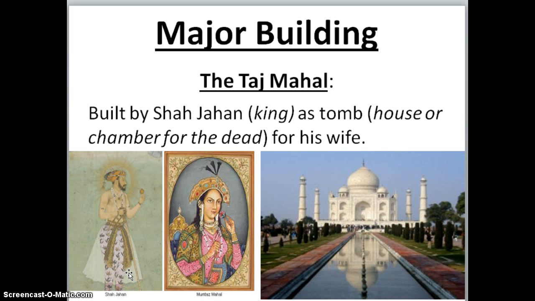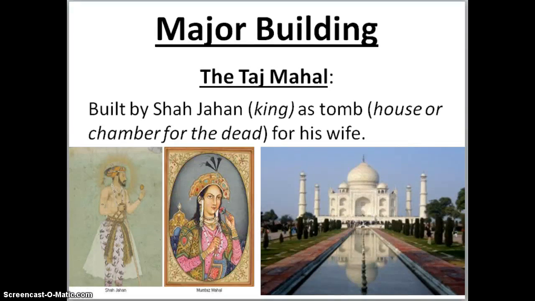And he's going to build the Taj Mahal for his late wife. She is going to die, and he is going to really mourn the loss of his beloved wife. So he's going to want to build this grand building as her tomb, where her body is going to sit for evermore. So, the Taj Mahal was a tomb for Shah Jahan's wife.